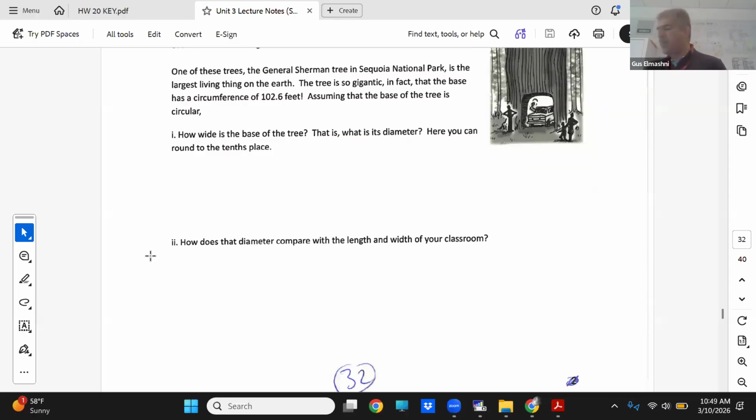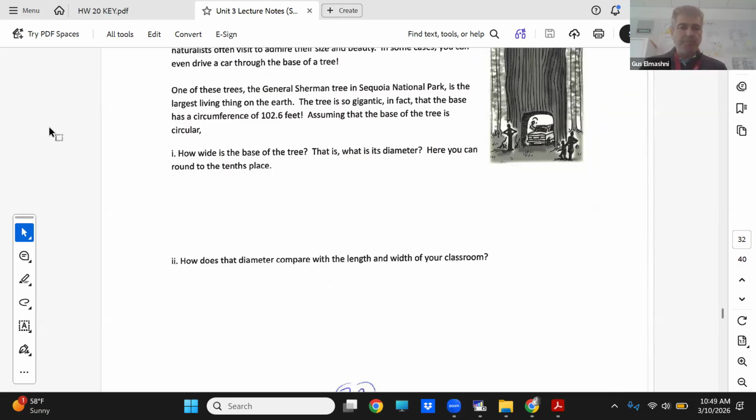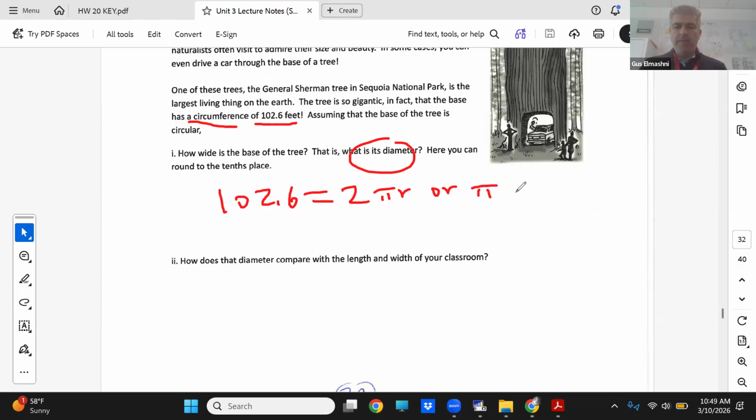Well, I didn't bring any measuring tape, but I think we can guess what it's going to be. Anyhow, how do I find the diameter? What are you told about the circumference? 102.6 equals 2 pi r, or you can use pi d. It's up to you. Personally, I'd probably do pi d because they're asking for the diameter. So 102.6 over pi equals the diameter.